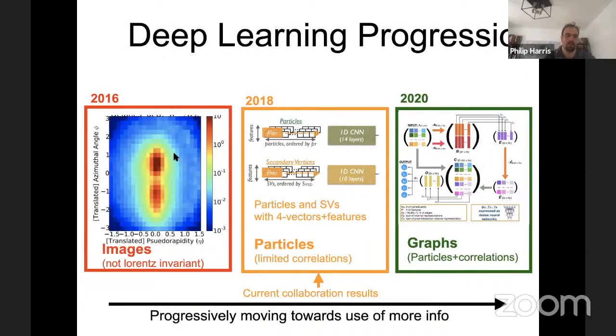But we quickly realized these are not necessarily the most effective way to process LHC data. An image is not a Lorentz invariant quantity. And so you can imagine then sending in particles. So we started sending in four vectors and using recursive neural nets or variations on this to process the data. And that's actually where the current technology is in the LHC results coming out. But subsequently, we've realized that there have been new developments with graph neural networks, and the next generation of analyses are going to incorporate graph neural networks, which allow you not just to take in the collection of particles, but now you can embed the correlations between different particles inside your network.